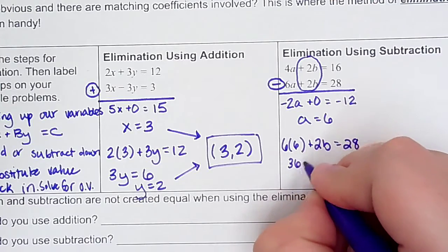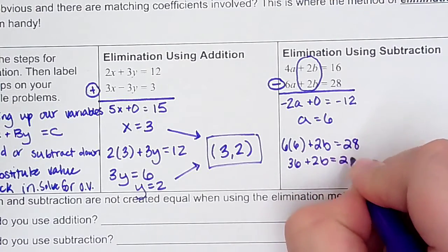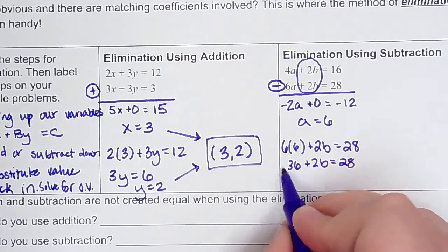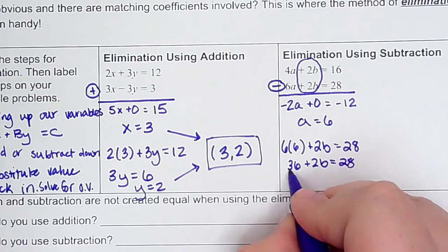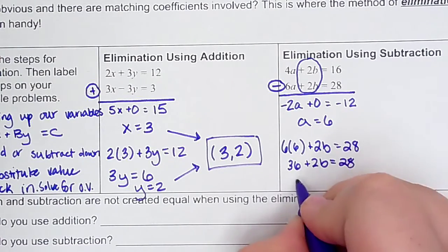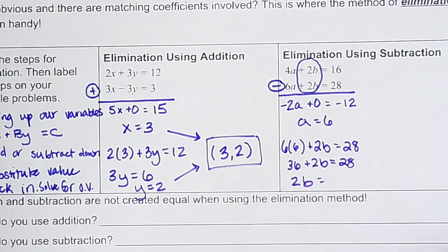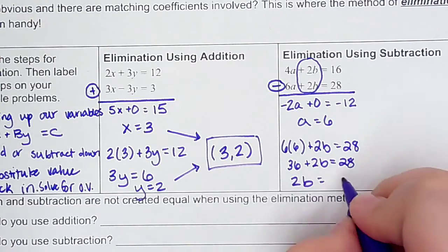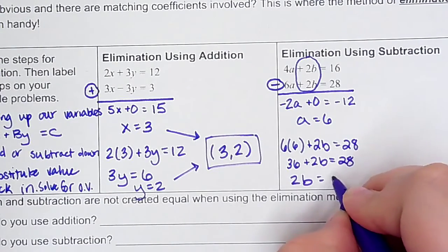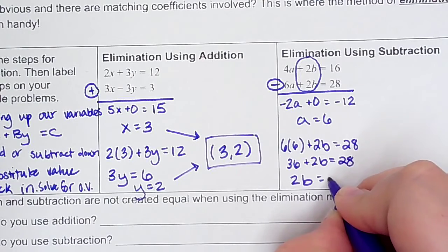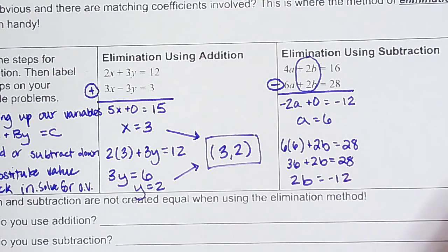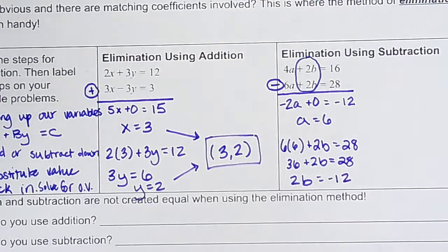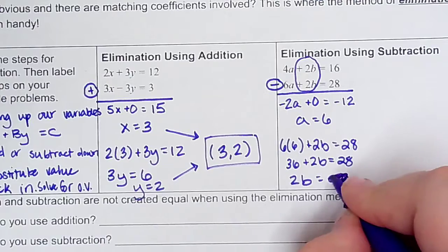I get 36 plus 2b equals 28. I'm going to move the farthest number away first, so that 36 is going to be subtracted to the other side. I get 2b, oof, here comes Miss Bury's mental math skills again. It would be negative 12. Did I do that right? Give me a second just to check myself. It would not. Miss Bury, what are you doing? This would actually be negative 8.